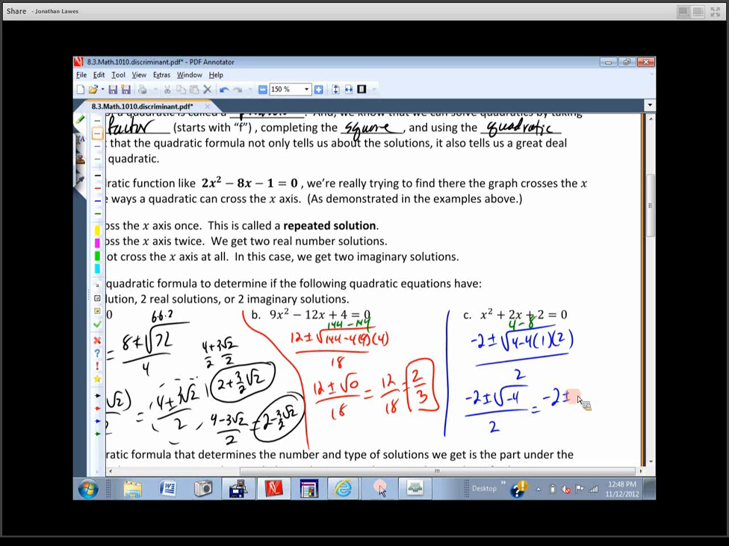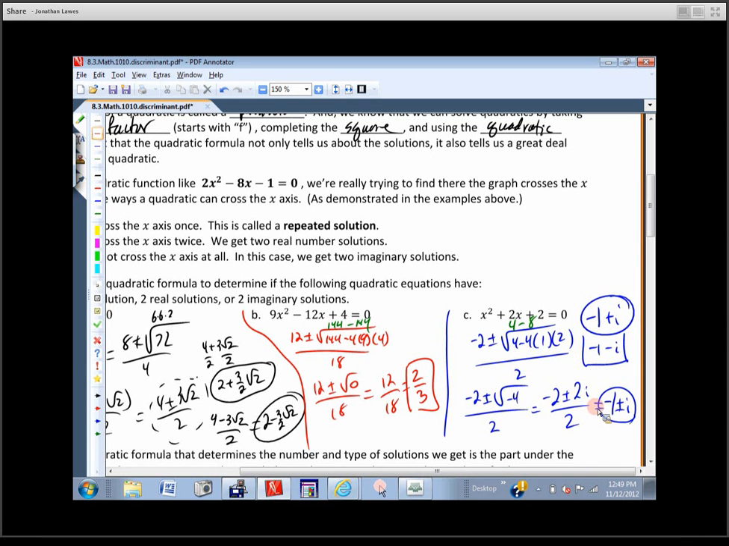What happens when I take the negative out of the square root? I've got an i, then I've got the square root of 4, which is 2. So this is going to be 2i over 2. So the easiest way to write this one, notice they all have a 2 in them, would be negative 1 plus or minus i. So I actually have two imaginary solutions. Negative 1 plus i is one of them, and negative 1 minus i is another one. Remember, we called those conjugates.